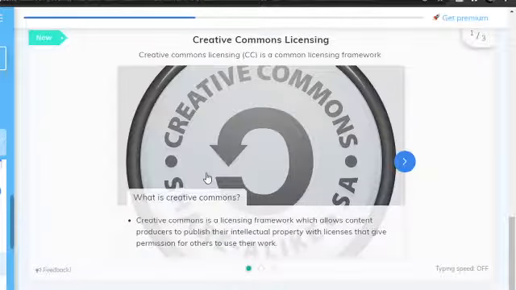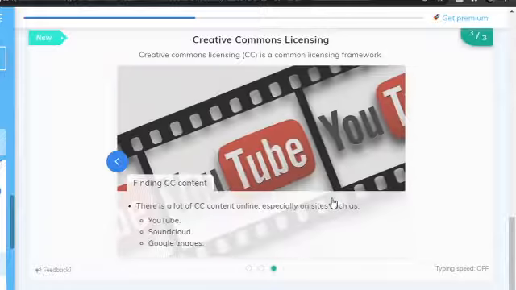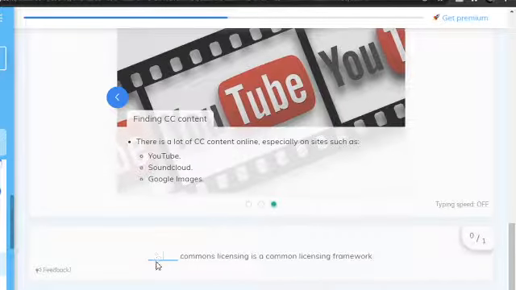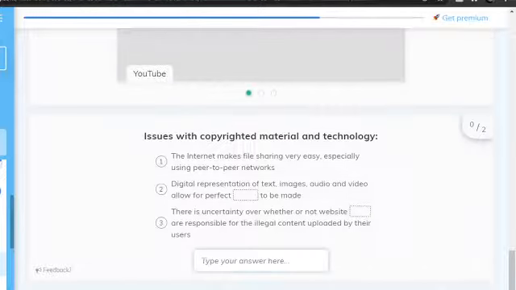Creative Commons licensing. Creative Commons is a licensing framework which allows content producers to publish their intellectual property with licenses that give permission for others to use their work. So stuff like YouTube, I guess. You can share the work, you can redistribute the work, you can use the work but you can't make profit, and the work can be redistributed but not modified. You find it on sites such as YouTube, SoundCloud, Google Images. So CC content, that is Creative Commons, is licensing.